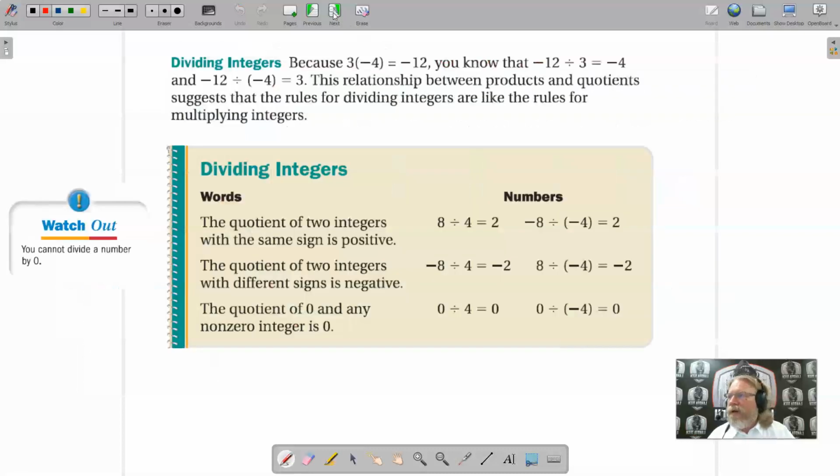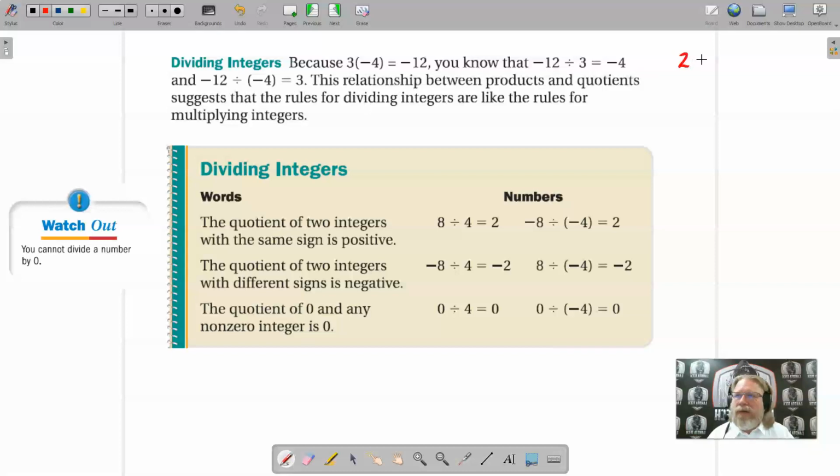All right, so moving along, let's talk about dividing integers. Well, we've talked about multiplying, so let's see, is there a rule for dividing them? Well, because 3 times negative 4 equals negative 12, different signs, right? And so positive times negative is negative. You know that negative 12 divided by 3 equals negative 4, and negative 12 divided by negative 4 equals positive 3. So let's go back a little bit and think of something simpler, not dealing with negatives.